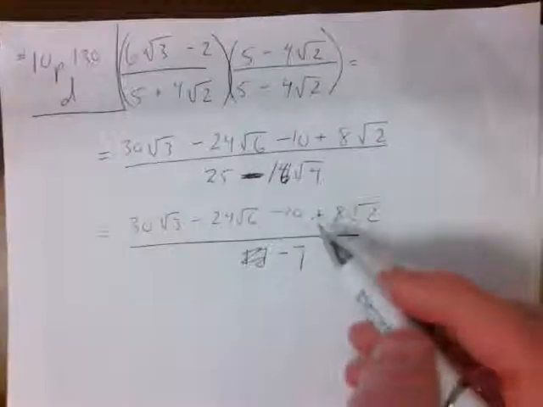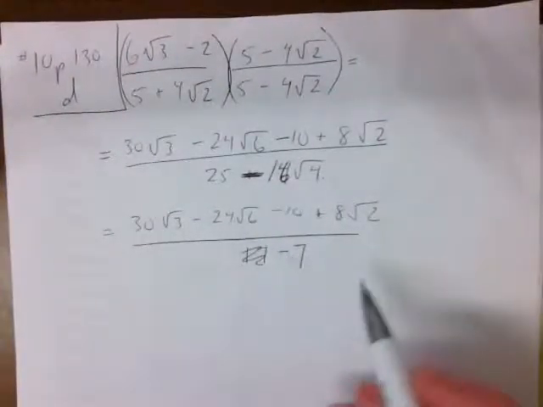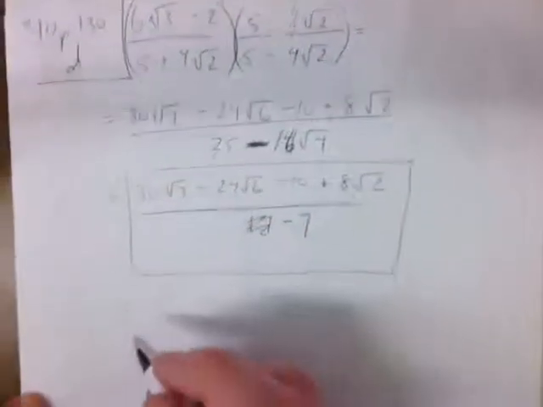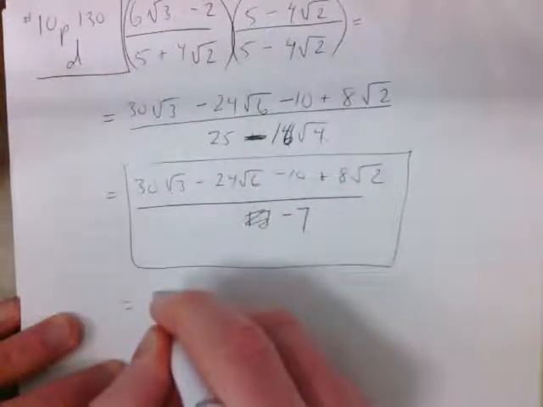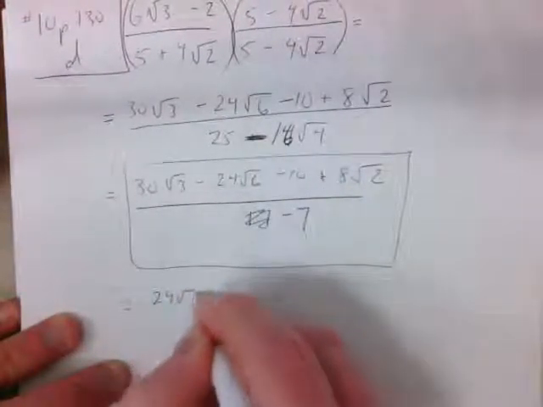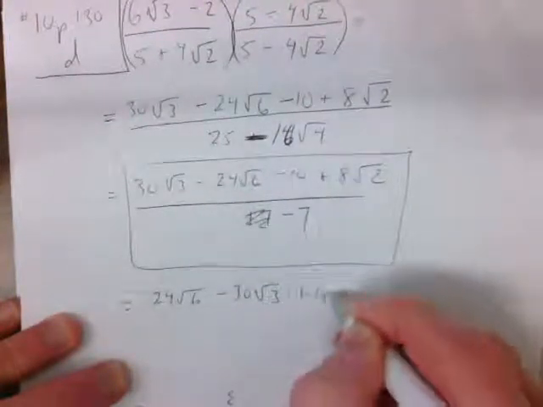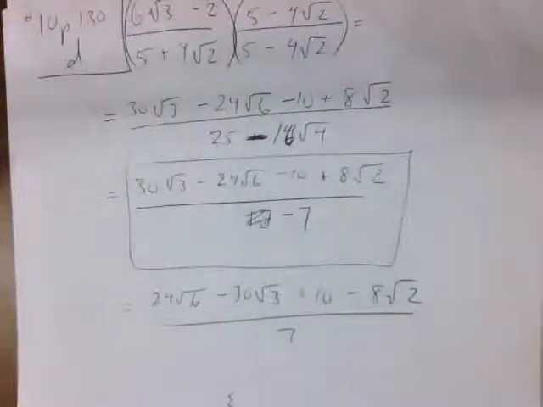Now, it looks like in the back of the book, they changed the signs of everything, probably to give a positive denominator. This is totally fine, 100% acceptable. If you wanted to rewrite it with different signs, I'm going to say 24 root 6 minus 30 root 3 plus 10 minus 8 root 2. Exact same answer. It's all good.